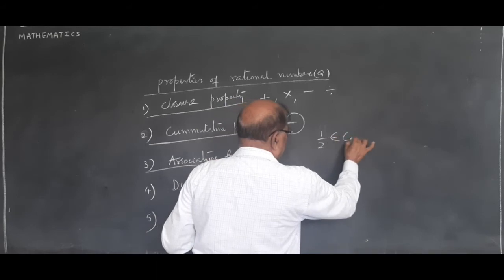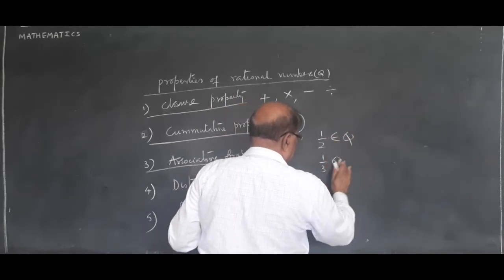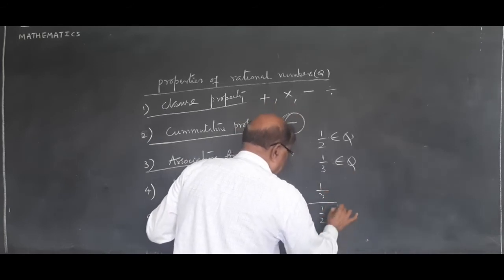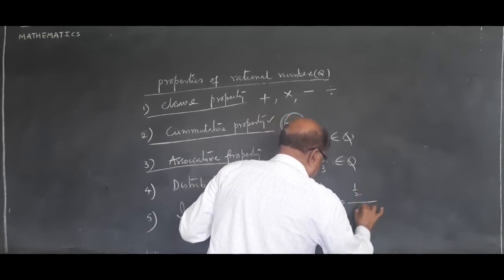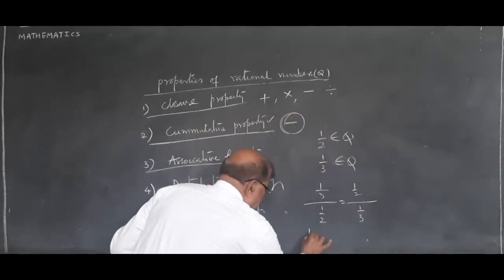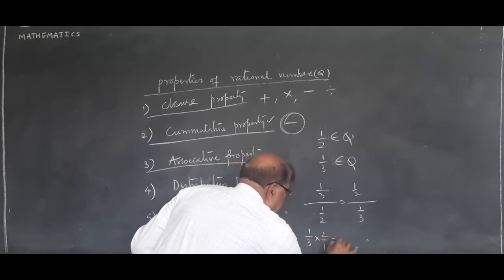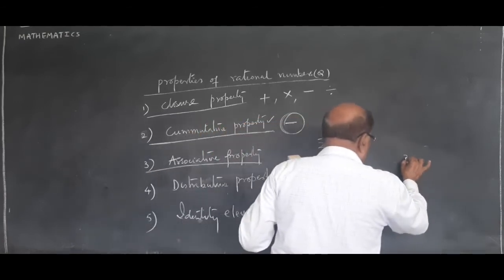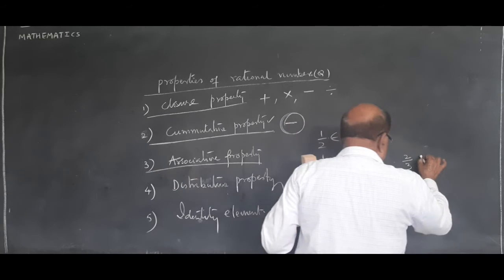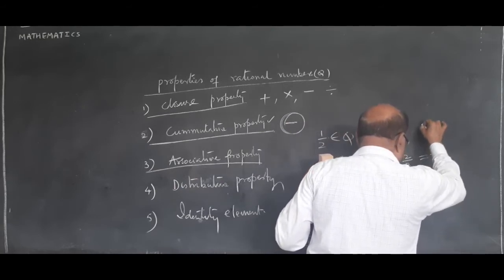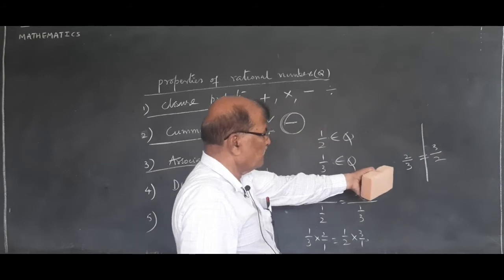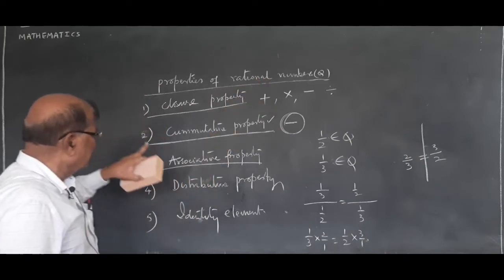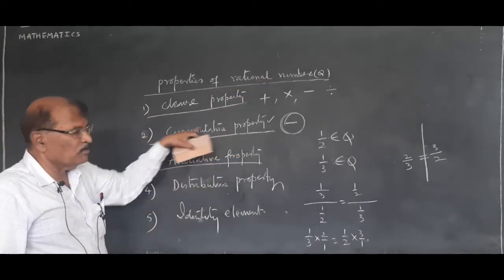1 by 2 belongs to Q and 1 by 3 belongs to Q. Divide 1 by 3 whole divided by 1 by 2, so 1 by 2 divided by 1 by 3. So you are getting 1 by 3 into 2 by 1 is equal to 1 by 2 into 3 by 1. So you are getting 2 by 3 on the left hand side and on the right hand side 3 by 2, which is not equal. So division of rational numbers does not satisfy the commutative property.